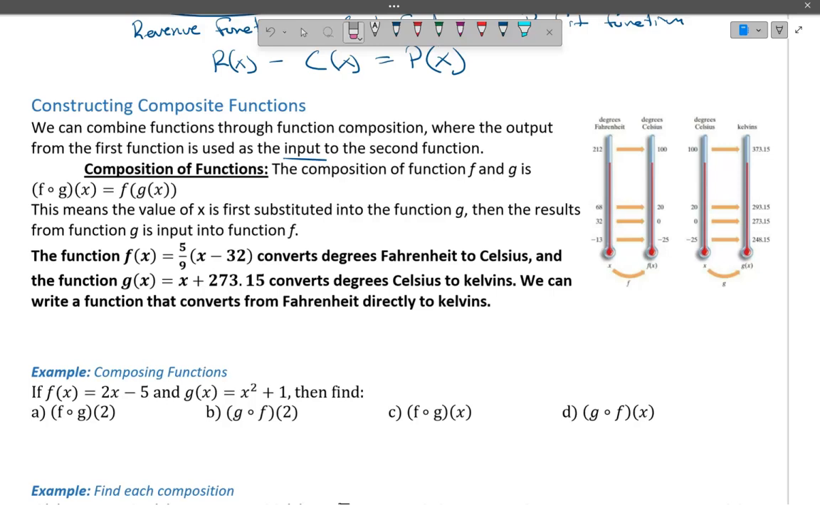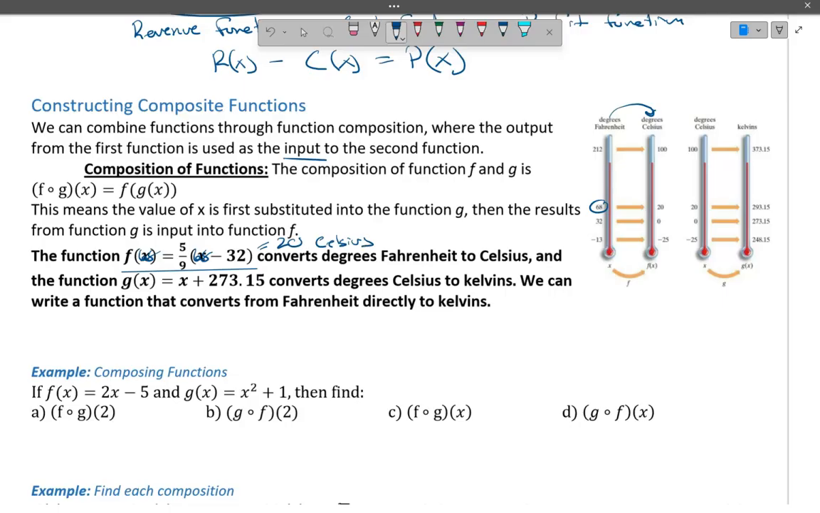So let's look at a real-life application of this. If I want to convert from degrees Fahrenheit to degrees Celsius, we have a formula that allows us to do this conversion. If I take, for example, 68 degrees, and I substitute it into my formula, when I evaluate this, I get 20 degrees Celsius. And so that allows me to convert from Fahrenheit to Celsius.